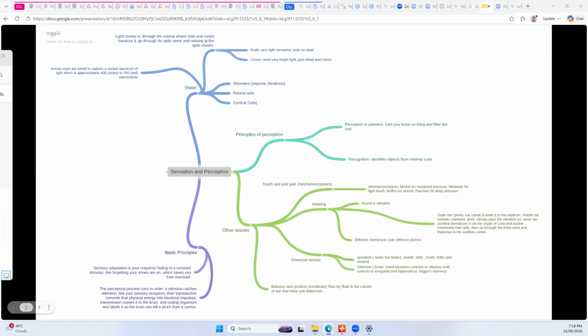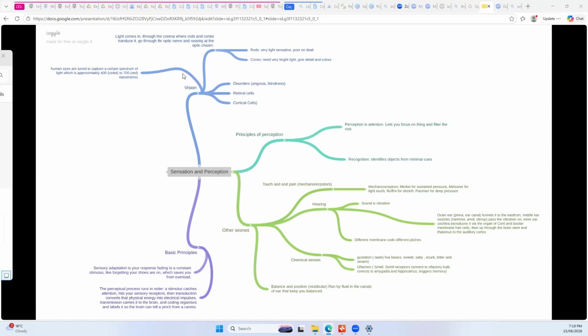And then I also laid out the perceptual process as a sequence. The stimulus catches your attention, hits your sensory receptors, transduction converts the physical energy into electrical impulses, transmission carries it to the brain, and finally coding organizes and labels it, so the brain can tell different sensations from each other. Putting that together helped me retain that information, and it applies to all other aspects of sensation.